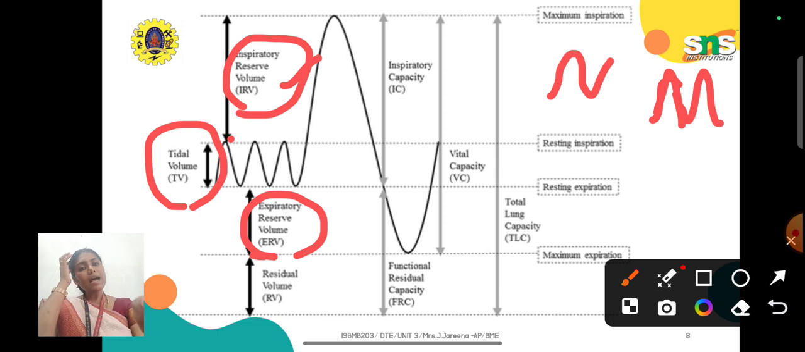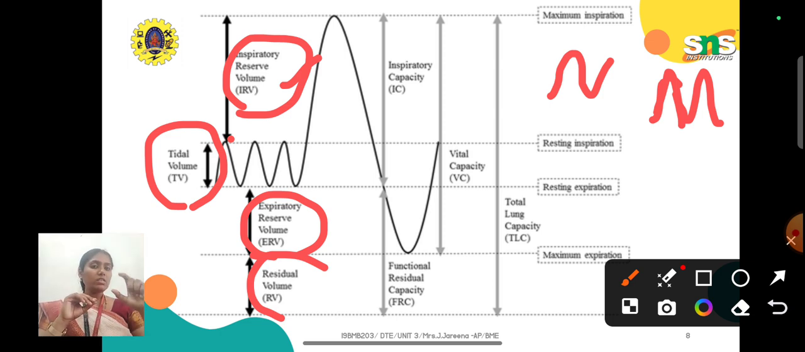Okay, the last one is residual volume, that is the RV. The RV is the amount of air which remains in the lungs after deep exhalation. If you are doing deep inhalation, and also exhaling deeply with maximum effort, that is ERV, the expiratory reserve volume. You are exhaling all the air out of your body with utmost effort, but still a certain amount of gas remains inside your lungs. That amount of air is nothing but residual volume.